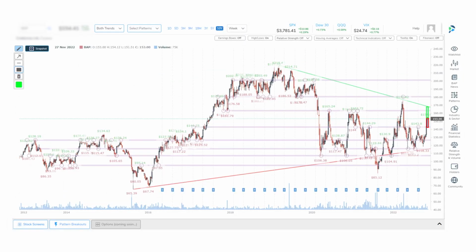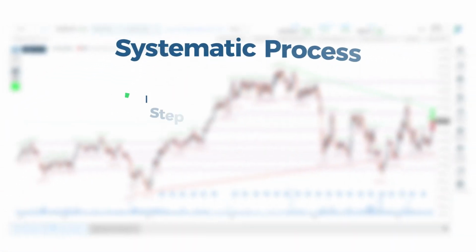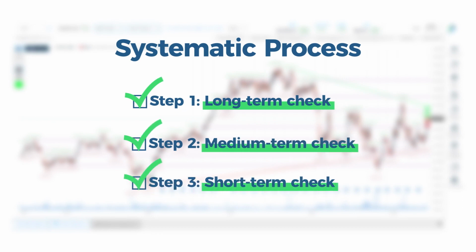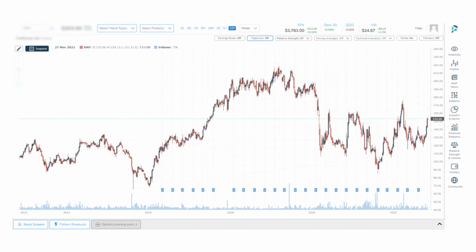Whether or not this is a trade that someone would engage in is personal. And whether or not long-term is 10 years and medium-term is 3 years and short-term is 18 months is also personal. For day traders, the long-term is 3 months, the medium-term is 5 days, and the short-term is 1 day. The systematic process stays the same. Long-term, medium-term, short-term to define whether or not the profit zones and loss zones look good. But this is not what we started with. What we started with was an empty chart.